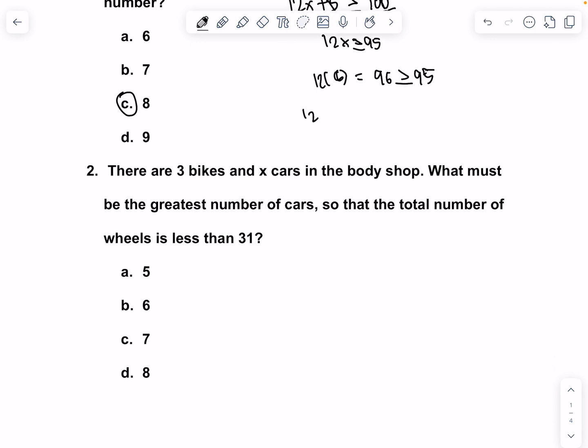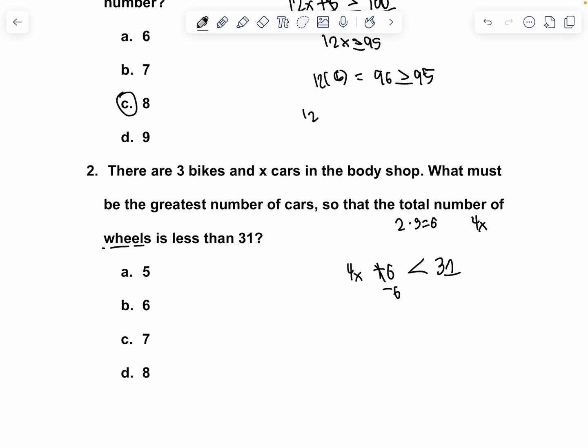Number 2 says there are 3 bikes and x cars in the body shop. Must be the greatest number of cars, so the total number of wheels is less than 31. So less than means we're using this sign, so it would be less than 31. It's asking for the number of wheels, and we know a bike has 2 wheels, and there are 3 bikes. So 2 times 3 would be 6. So plus 6. And we know there are x cars, and a car has 4 wheels, so it'll be 4x. So it'll be 4x plus 6 is less than 31. That would be our equation.